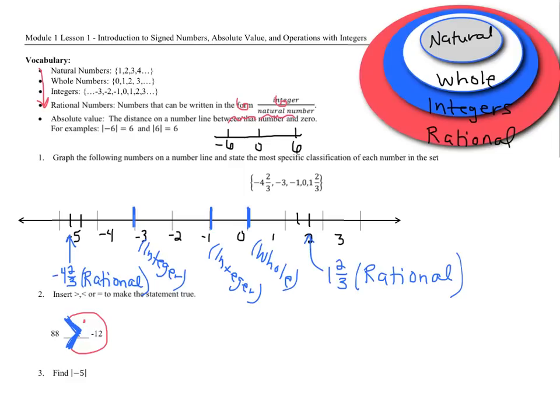Lastly, for example 3, I want to find the absolute value of negative 5. Well, looking on a number line here, I can see that negative 5 is a total of 5 units from 0. Therefore, the absolute value of negative 5 is 5.